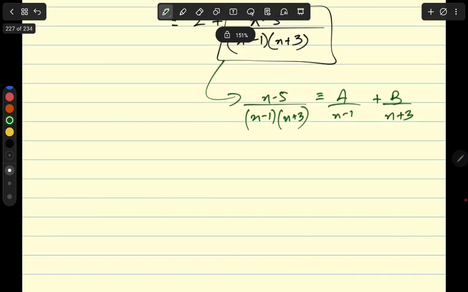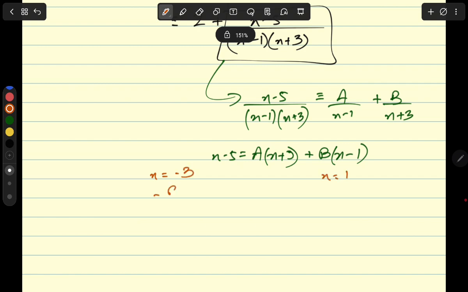Use the substitutions intelligently. So x minus 5 is equal to a times x plus 3 plus b times x minus 1. I hope you have seen my partial fractions lecture 1 of this series. This is part 2 of 2. Now I use substitutions: x is equal to minus 3 and x is equal to 1. When I put x equal to minus 3, my a vanishes, so this is minus 8 is equal to minus 4b. So b is going to be 2.